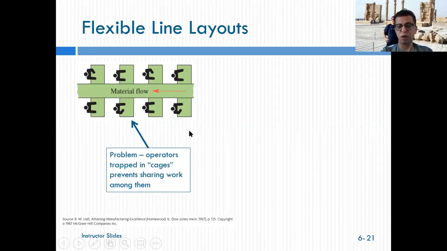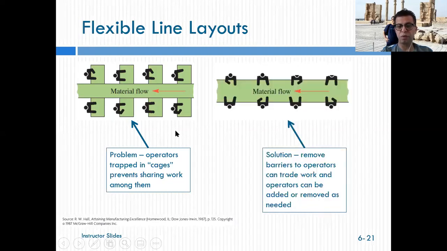So they're not sharing work with each other. To solve this problem, you move these eight people or whatever facing each other so they can share the work. And if he misses or slows down here, the next one, who is faster, can continue. So the solution is to remove the barriers so operators can trade work, and operators can be added or removed as you wish.